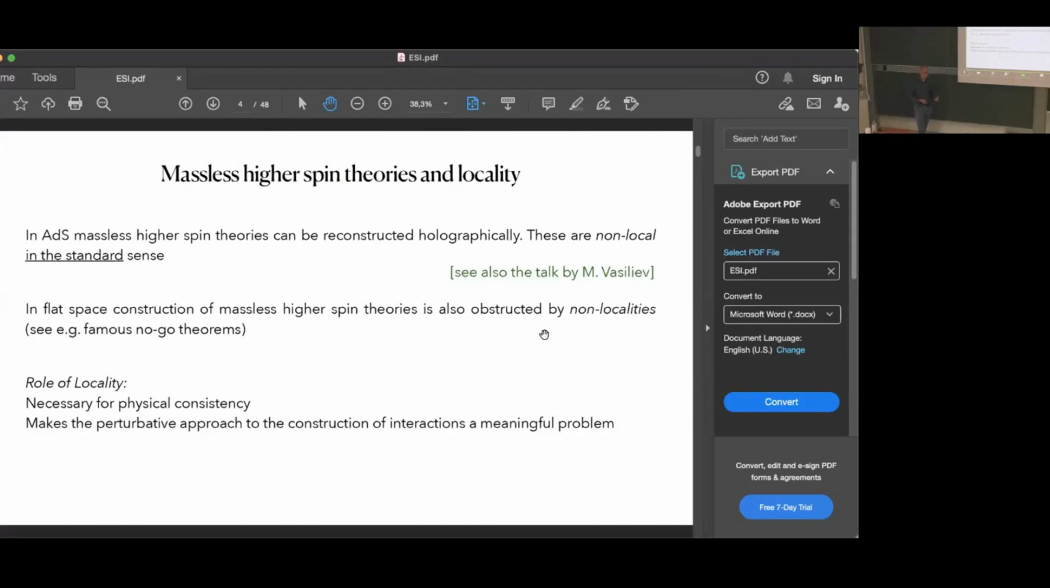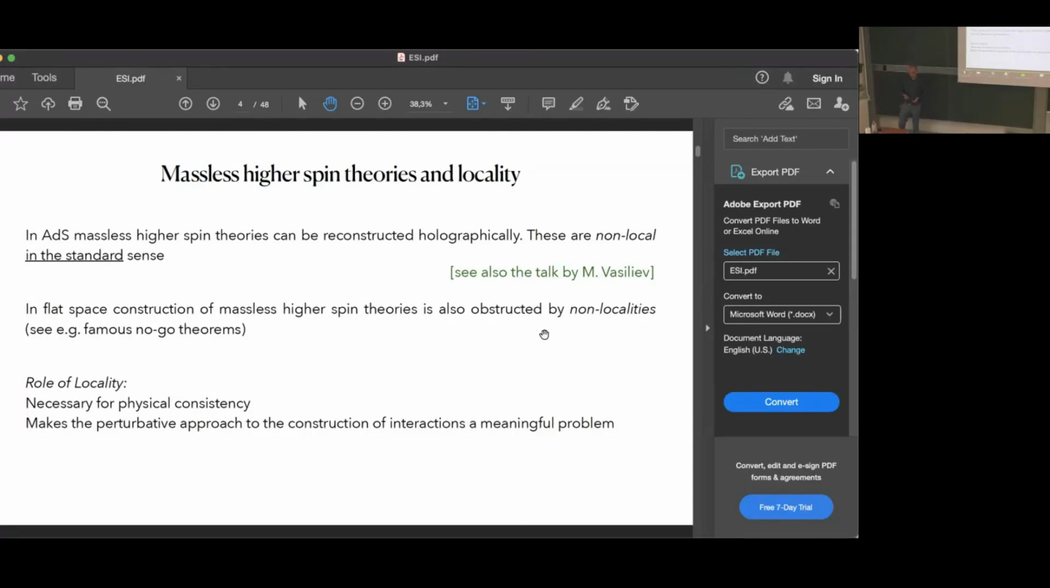So let me start by reviewing briefly the background on higher spins, what kind of problems we are facing. The first thing is that there are higher spin theories in AdS. You can construct them in different ways. I prefer the one which extracts them using holography. And one can argue about different definitions of locality, etc. We could hear that, say, in the talk by Misha Vasiliev. But if you take the standard definition of locality, then higher spin theories in AdS are not local.